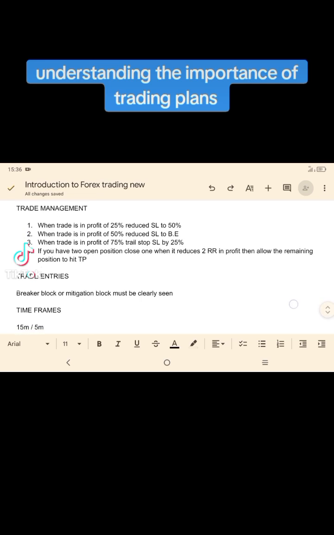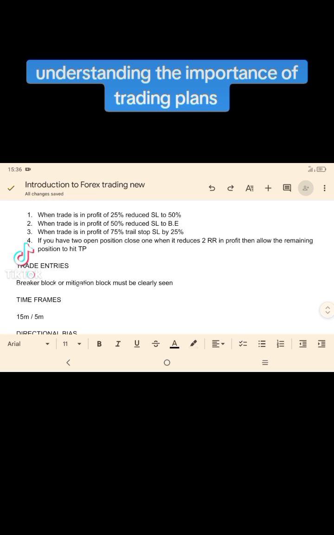So that's why your trading journal or trading plan is very necessary. When you have all these things written down, you follow them rule by rule.